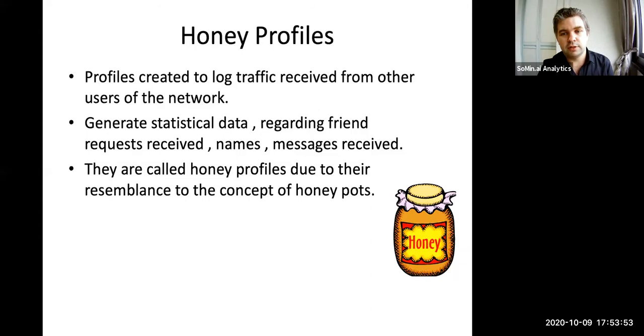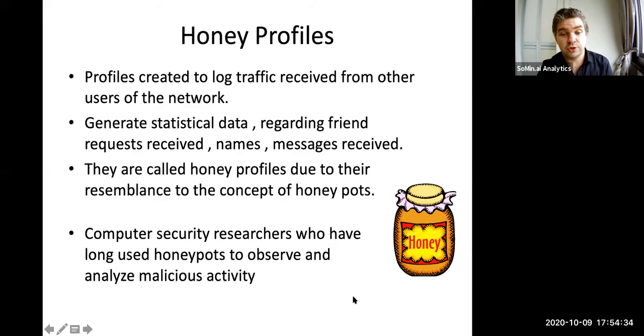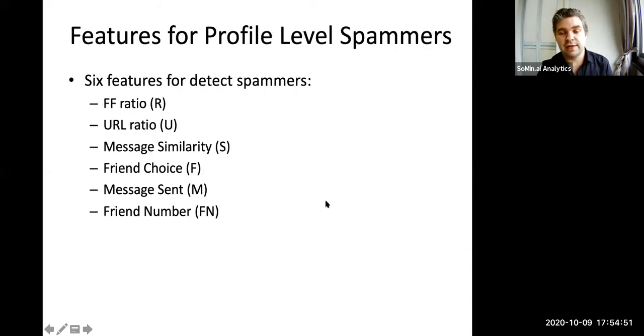So honeypot profiles, right? Let's start from this. It has another interesting name. Basically these profiles are created to log traffic received from other users of the network, right? So they are like a logger account. They don't have much activity. They generate statistical data regarding friend requests received, messages received, etc. And they're called honey profiles due to their resemblance to the concept of honeypots, right? Like traps, like cheese for the mouse. This way, computer security researchers who do research on spamming use this kind of account to observe and analyze different malicious activity, and basically also to find the spammer users. So it's like a trap for spammers.